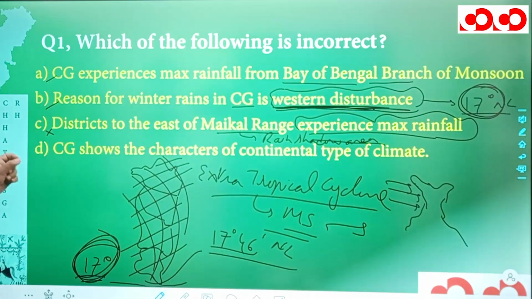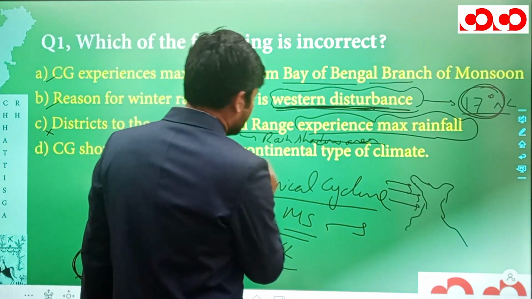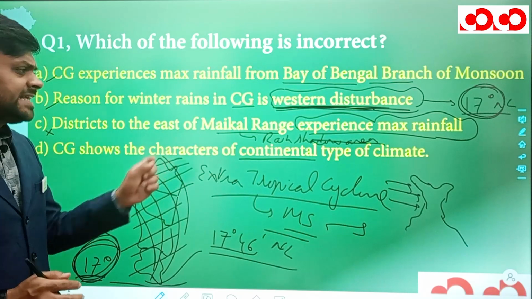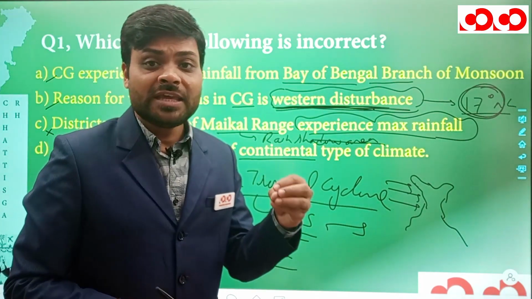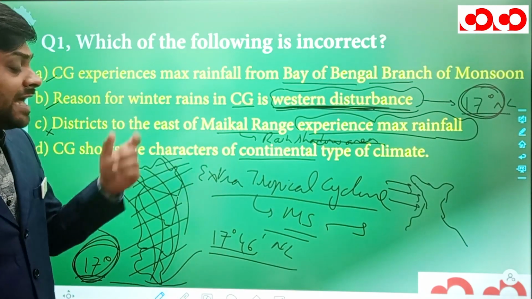Option D says Chhattisgarh shows the characters of continental type of climate. Let me tell you, continental type of climate can be best defined as the climate of an area which does not have the maritime influence. That means influence of seas and oceans.